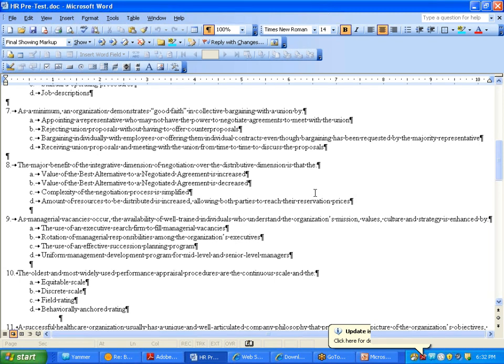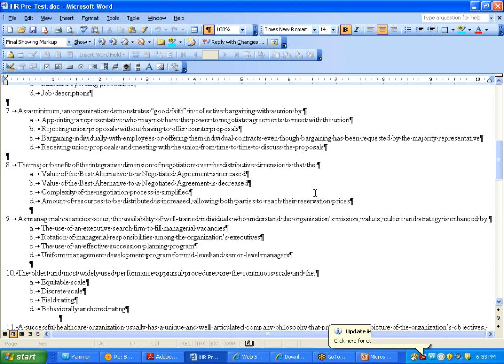Sure. Let's see. The major benefit of the integrative dimension of negotiation over the distributive dimension, oh boy, is that A, the value of the best alternative to a negotiated agreement is increased. B, value of the best alternative to a negotiated agreement is decreased. C, complexity of the negotiation process is simplified. D, amount of resources to be distributed is increased, allowing both parties to reach their reservation prices. Okay, what the heck did I just read?